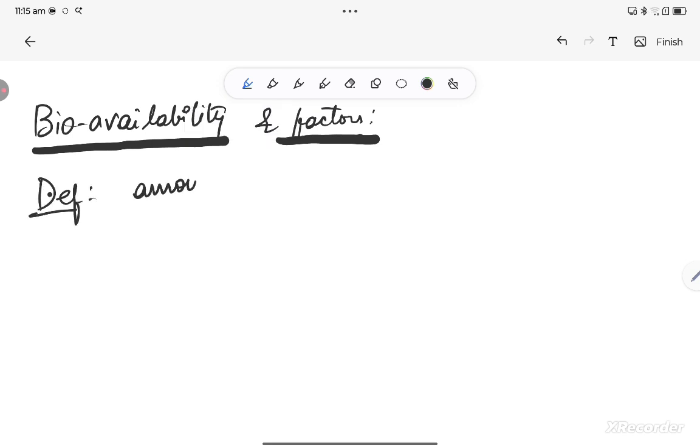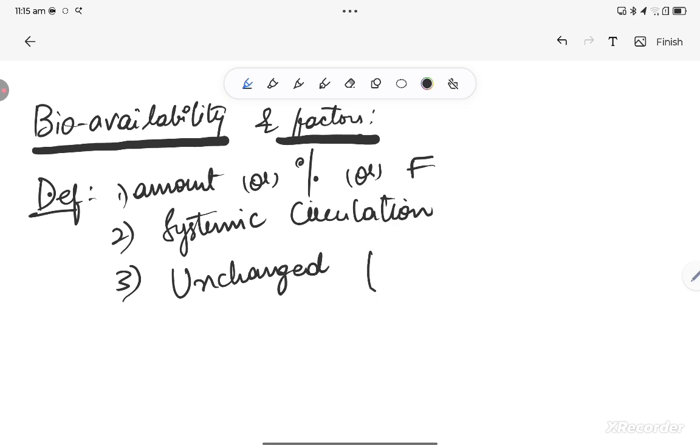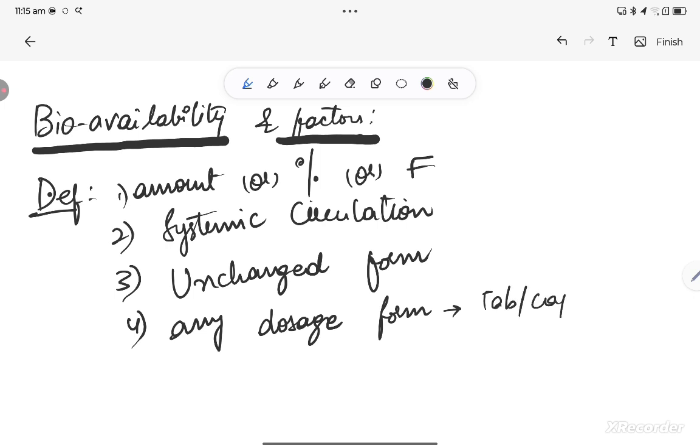Bioavailability is the amount or percentage or fraction of the drug that enters the systemic circulation in unchanged form following use of any dosage form. By any dosage form, what I mean is either tablet, capsule, IM, IV, whatnot, everything here. Clear? So these are the parts of the definition of bioavailability.